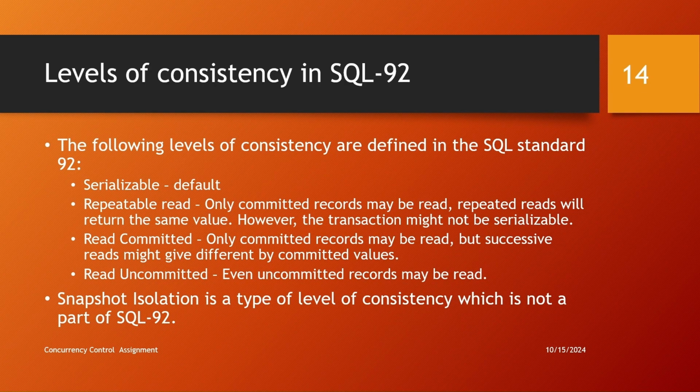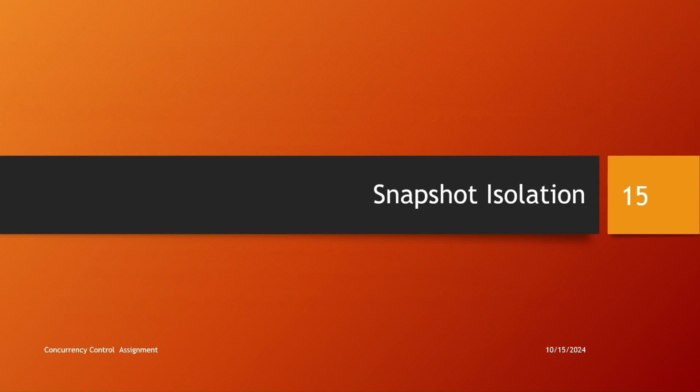And next is the read uncommitted. Even uncommitted records are read, which is not at all serializable, and it is not even preferred. Next we'll see snapshot isolation, which is a level of consistency supported by Oracle, but it is not part of SQL-92. So let's have a look at snapshot isolation.